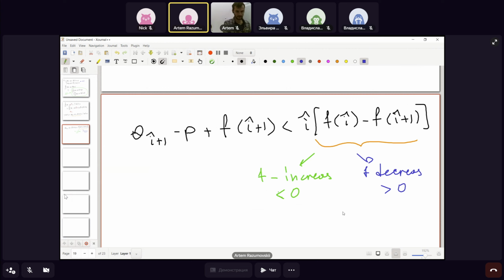Right? Because we move the argument from I hat to I plus 1, I hat plus 1. So the I hat is positive, so then everything is on negative or positive depending on if f is increasing or decreasing.